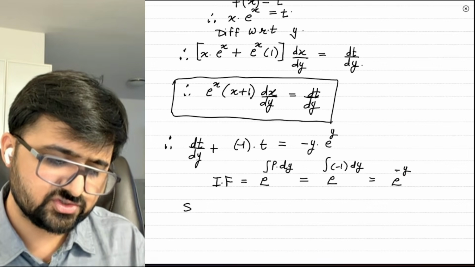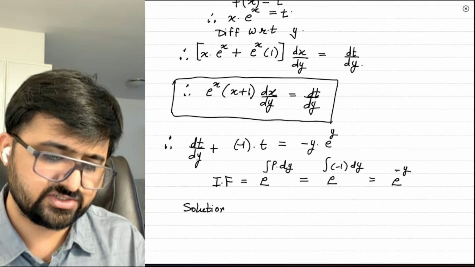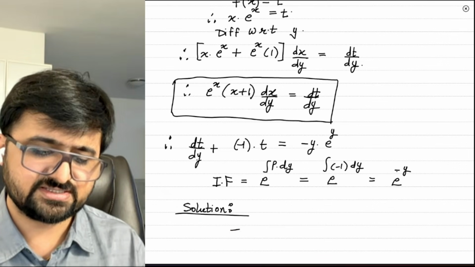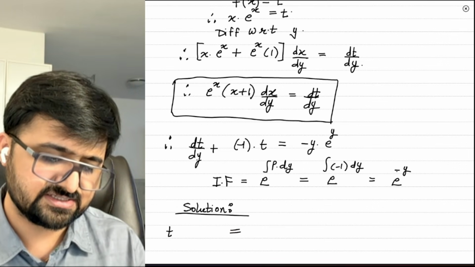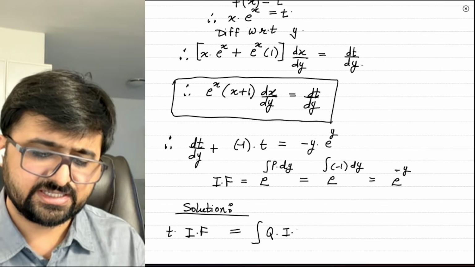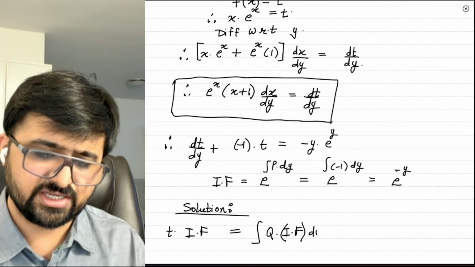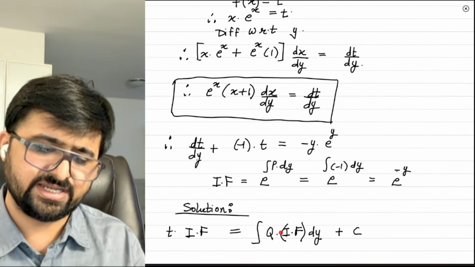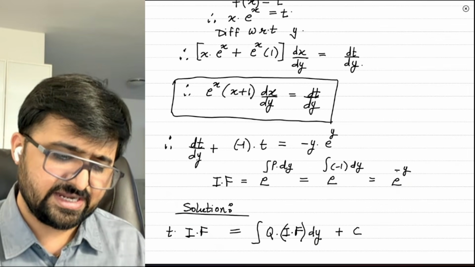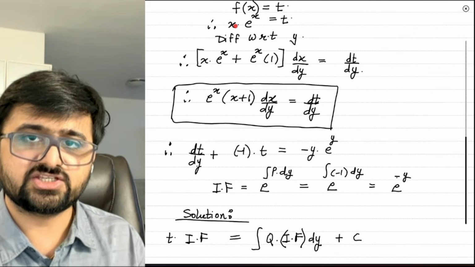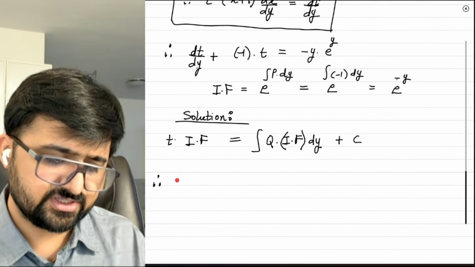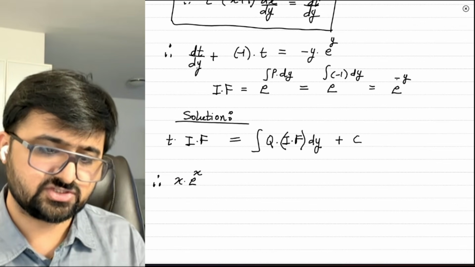Now the solution is always the dependent variable into the integrating factor. In this case, the dependent variable is t. So t into the integrating factor is equal to the integration of Q into the integrating factor dy plus c, because Q and the integrating factor both are functions of y, so we integrate with respect to y. And remember that t was x into e to the power x, so you can substitute that back. So therefore, x into e raised to x.